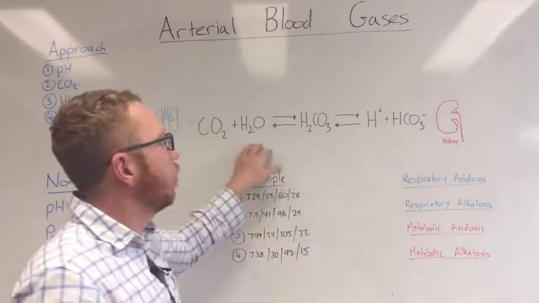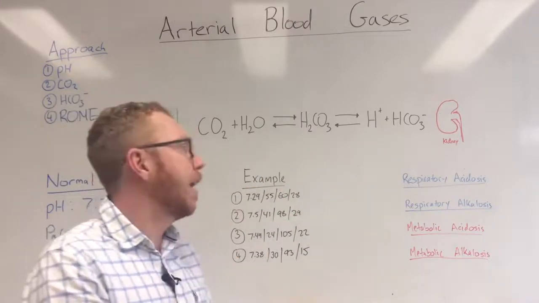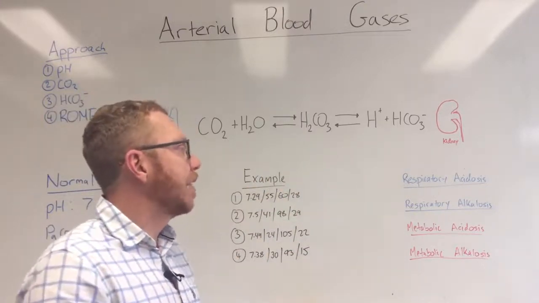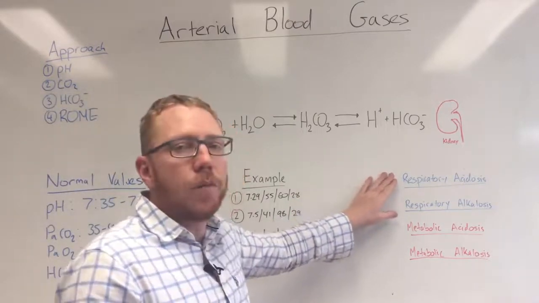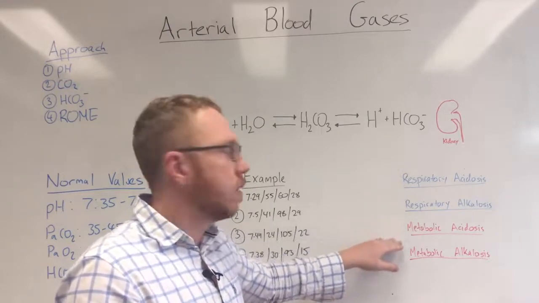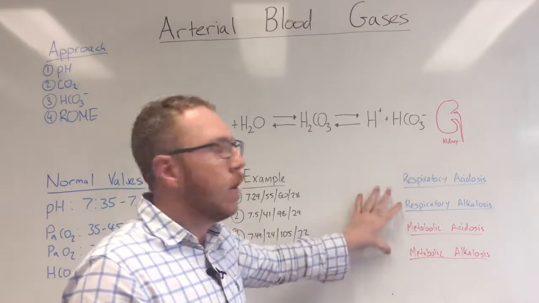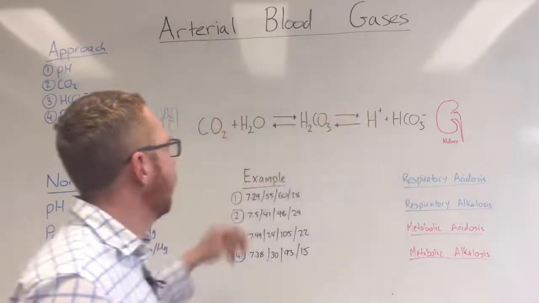But we will go back to it very briefly to show how it fits in with regulating your pH in your arterial blood gases. Over here we've got some states that you could be in, so respiratory acidosis, alkalosis, metabolic acidosis, alkalosis. So we'll talk about them, what would cause these states to occur and how it impacts this equation.